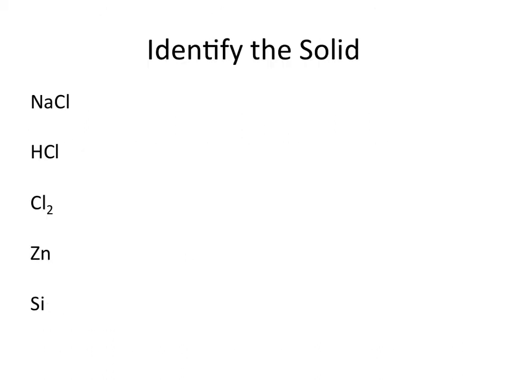So let's go ahead and identify the type of solid that will be formed from the various compounds or atoms seen here. Okay, so in this first situation, we have sodium chloride, NaCl. We know that this is an ionic compound. So it's going to be an ionic solid. It's pretty straightforward. Okay, all right, HCl has a covalent bond between it.